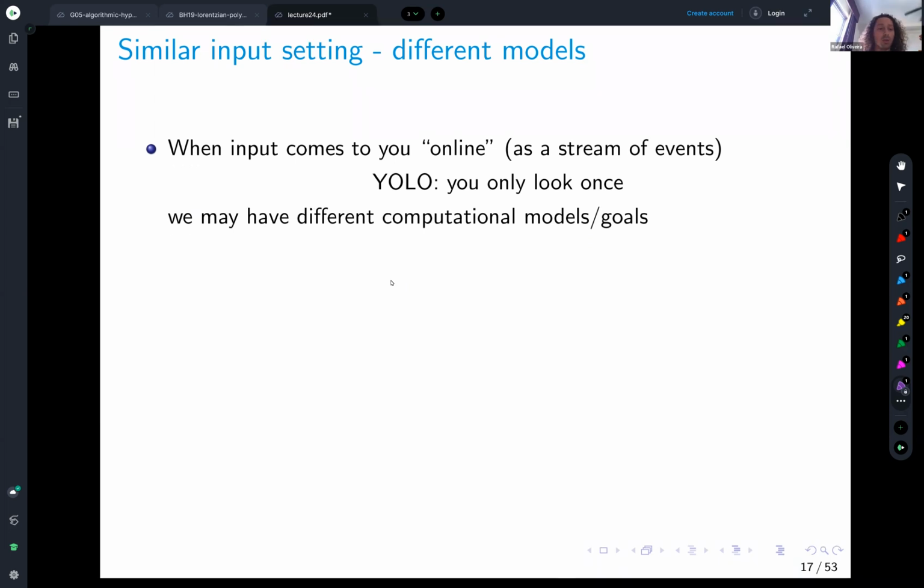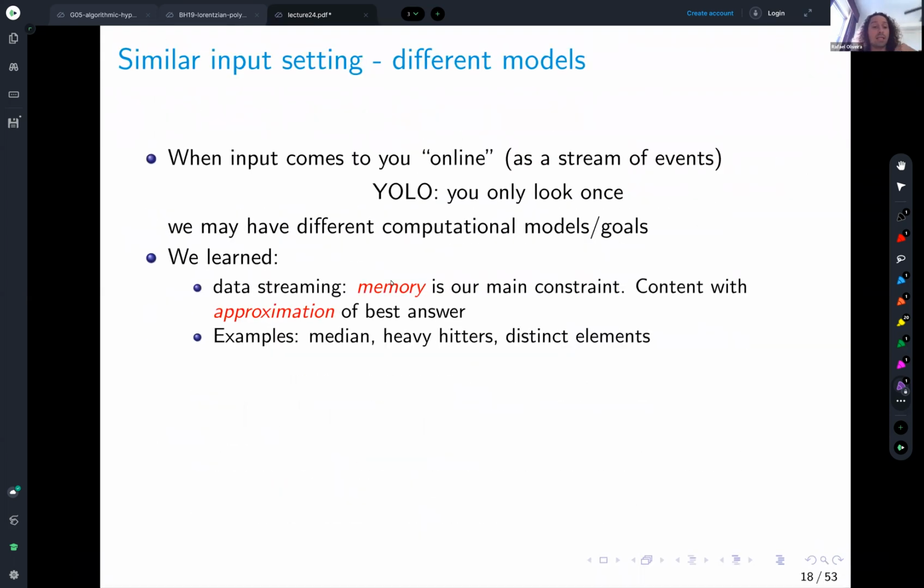And what are those? Well, we learned in data streaming that if memory is your main constraint, then you're in the data streaming model, right? The data is going to come to you, but what you really want to preserve is the amount of memory you use, right? And here we're content with approximation of the best answer, right? And here we saw some examples, some that are impossible and some that are possible, like for example, computing the median or heavy hitters or the number of distinct elements, right? And we saw how to compute the heavy hitters and distinct elements.